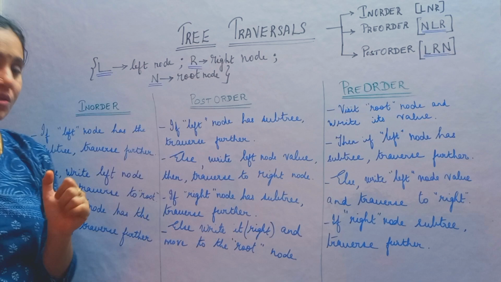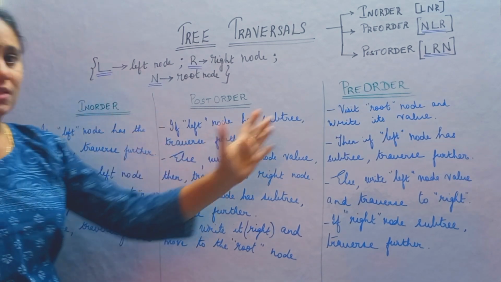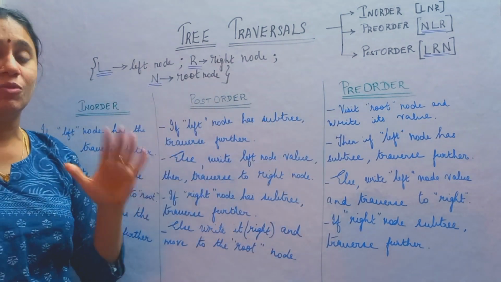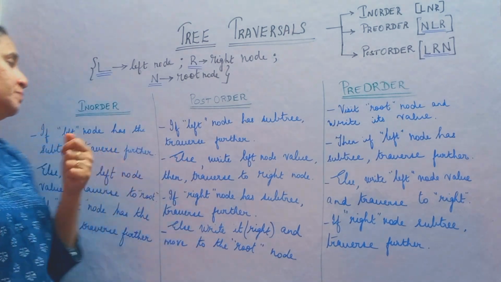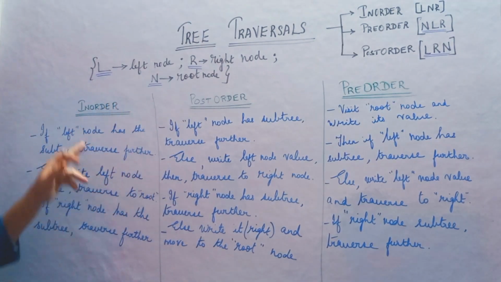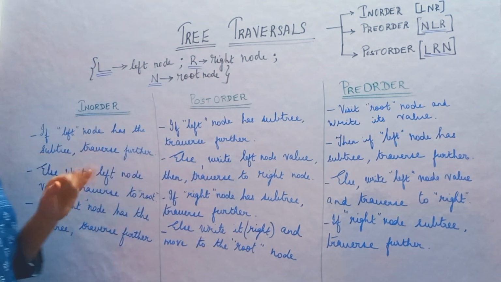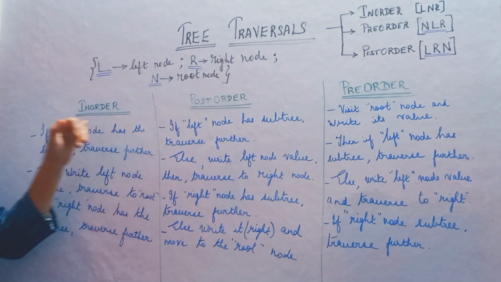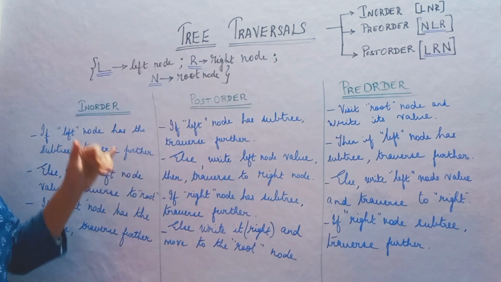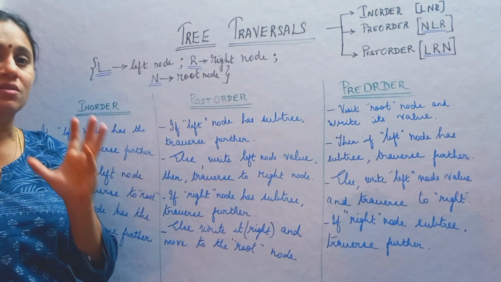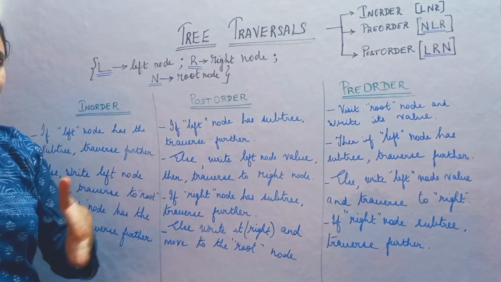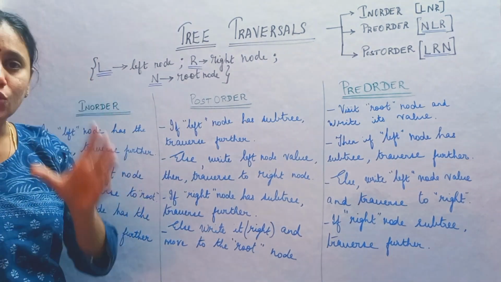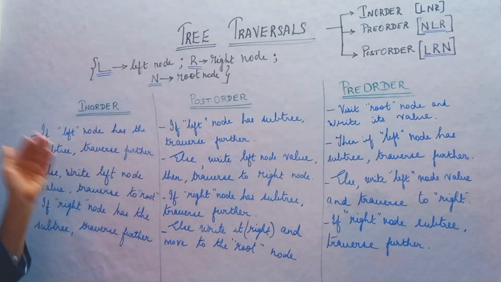So what is an in-order? Follow these steps. Once you follow these steps, it will be very easy for you to search the values, friends, right? First we will see some of the steps. How to do an in-order traversal? If the left node has a subtree, we are going to traverse further, applying in-order by traversing further.